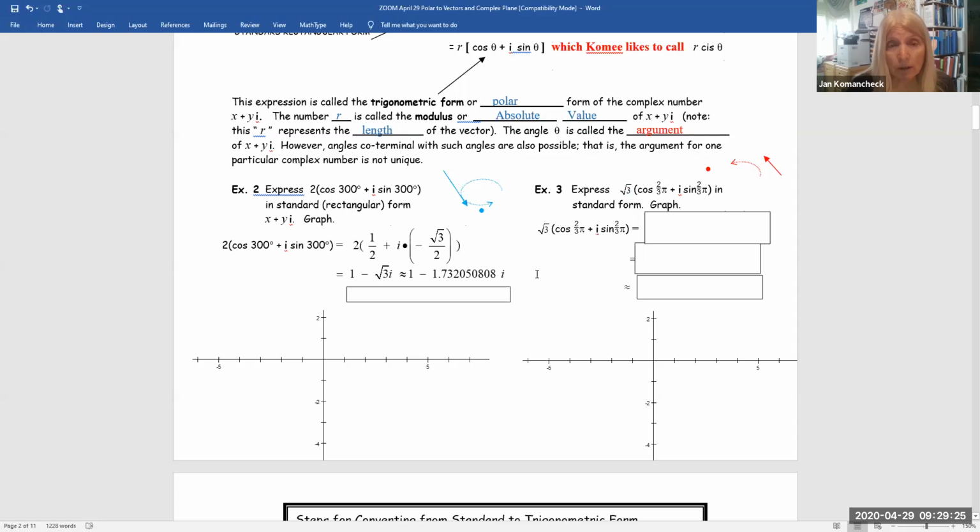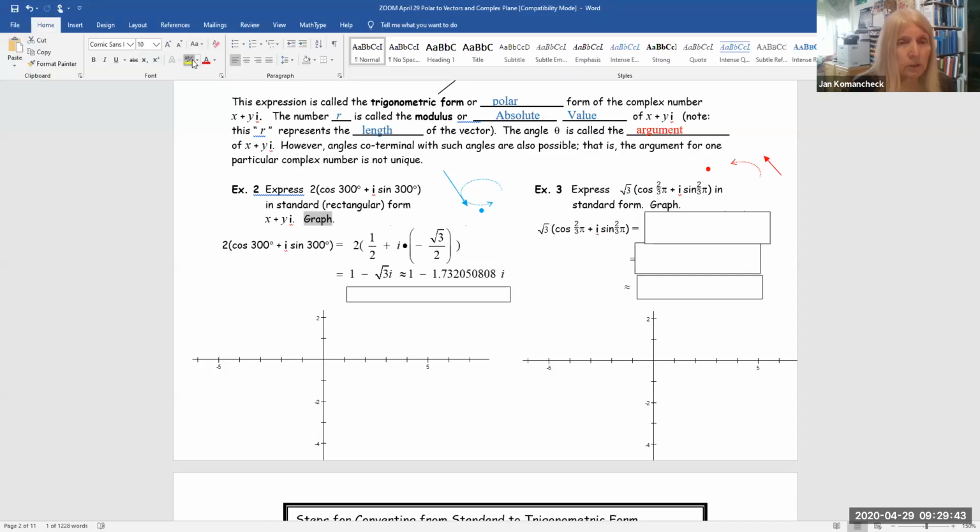What I have right here is I want to show you what this answer looks like in polar form. And that's why I have this graph here. It doesn't ask me, oh yeah, it does ask me to graph it. Let me highlight that. I do want that graphed.